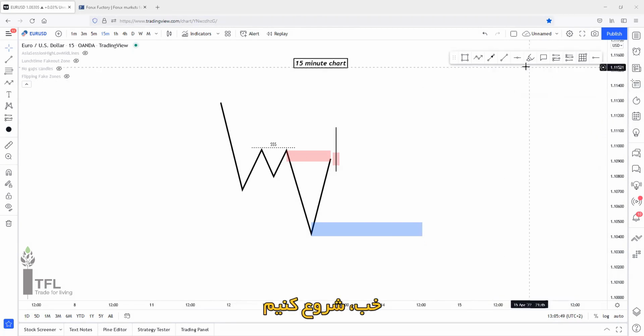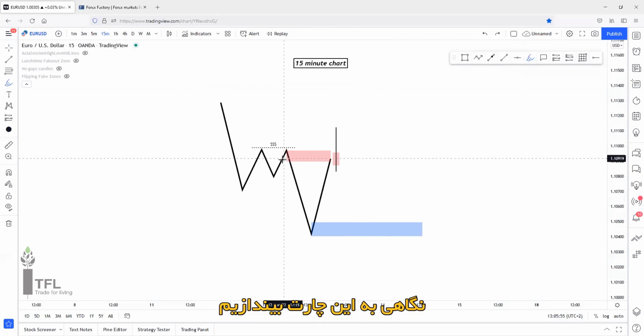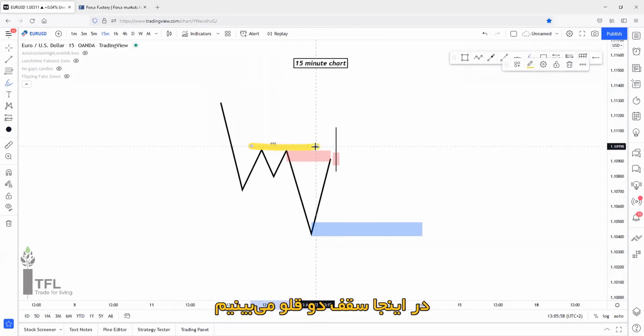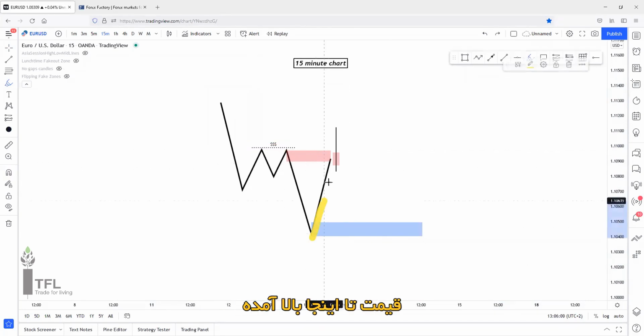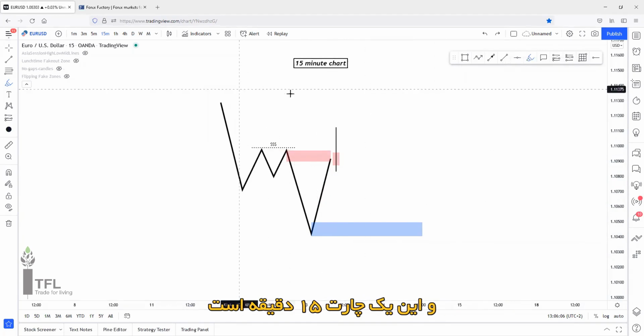So I brought this first example. This first example is on the 15-minute chart. Let's take a look at this chart. What can we see here? We can see double tops, right? Price came above right here, tapped into a supply zone, and wicked above this liquidity line right here. And this is on the 15-minute chart.